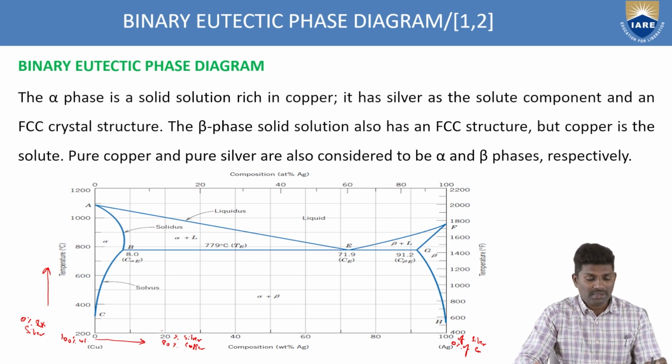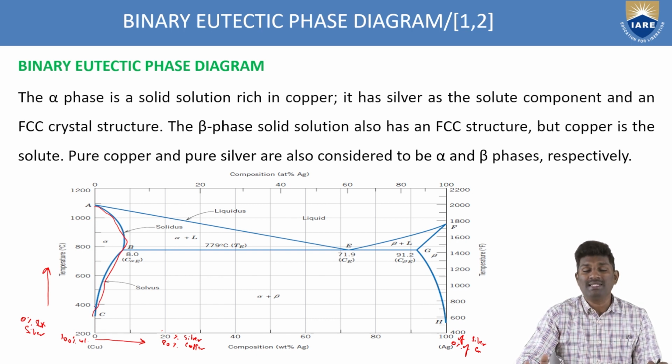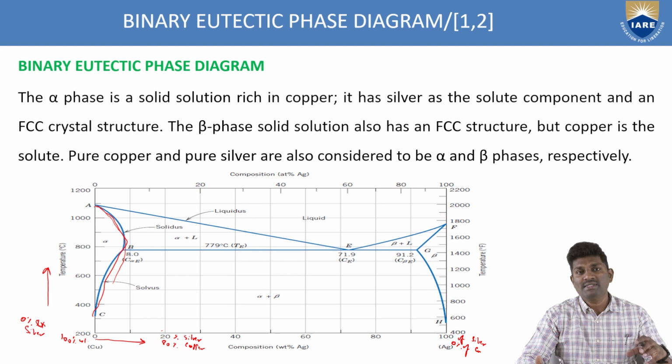Now here you have the complete 100% of copper, that is, pure copper is available in this zone. There are no other impurities available here. The complete 100% of copper is available at this point, because there is 0% of silver and 100% of copper. That's why you find it rich in copper. That is the solid solution which is rich in copper. Of course, it has silver as a solute component and it has an FCC type of crystal structure, the face centered cubic structure.